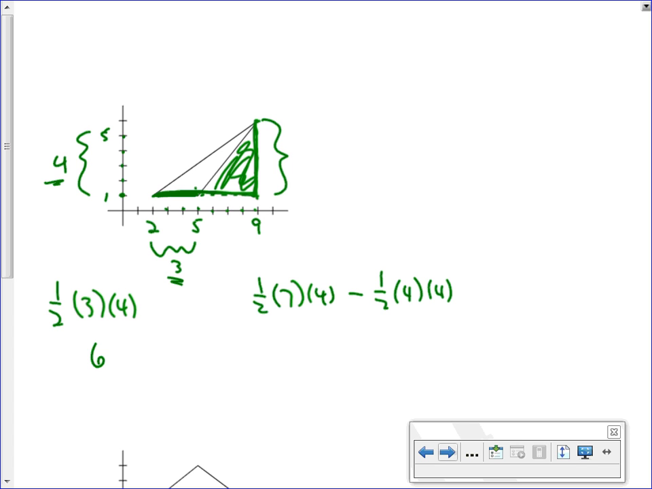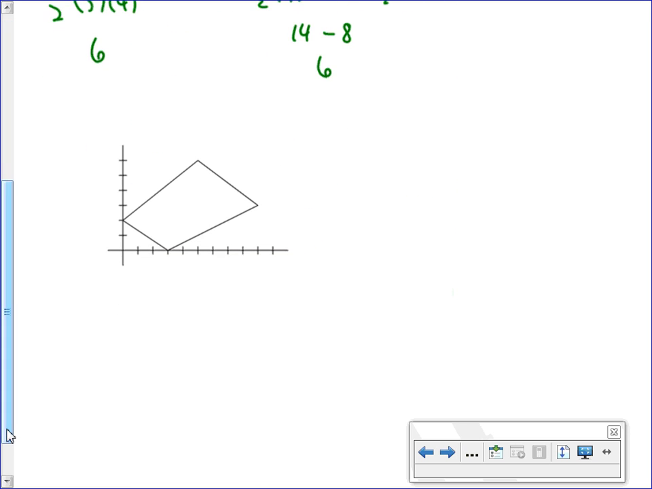And that gives me 28 times 4, 14 minus 8, and 14 minus 8 is 6. So sometimes people prefer to work these with right triangles and add them or subtract them to get the answers. Okay, now this last one actually looks very similar to one that's on your practice quiz somewhere.